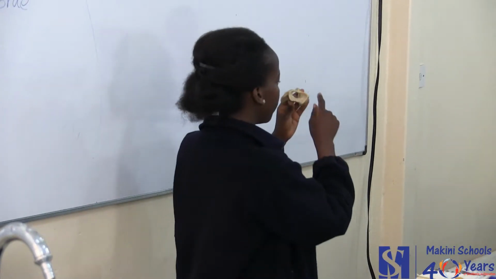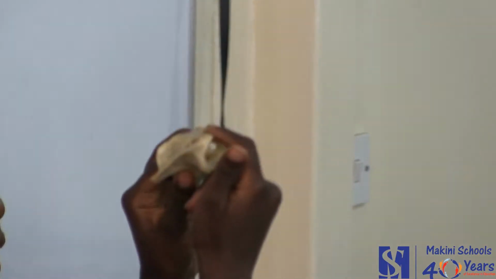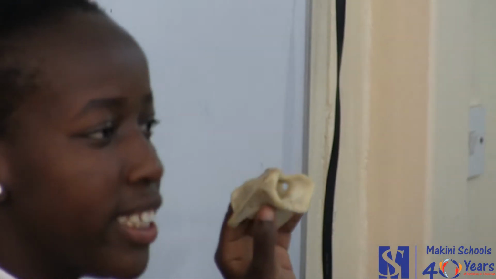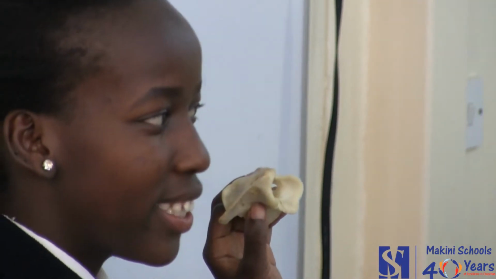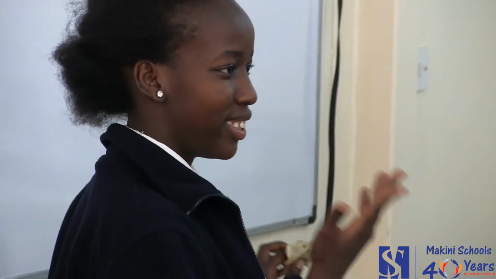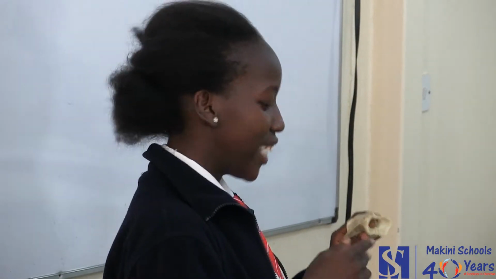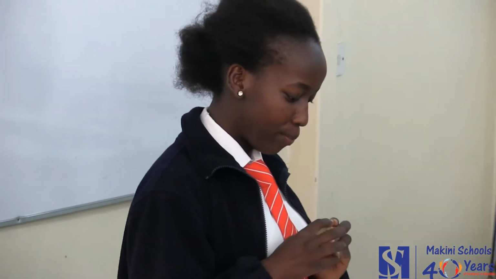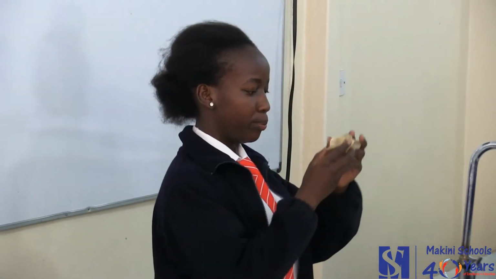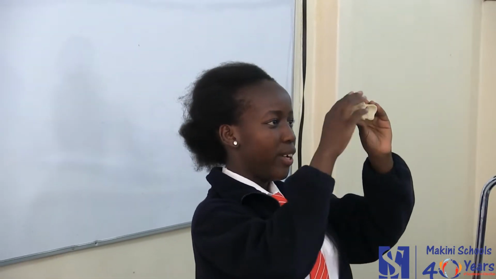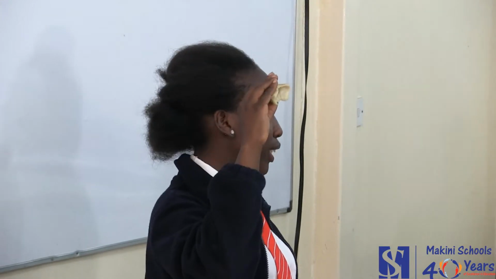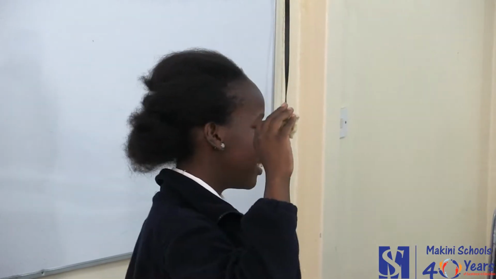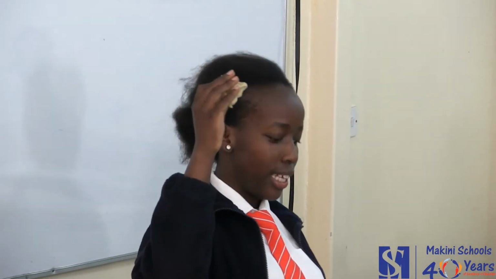For example, this is the neural spine. What do you say the neural spine is? Is it short? Yes, it's short. And there's the neural canal. What do you say about the neural canal? Yes, it's wide. It has a wide neural canal.